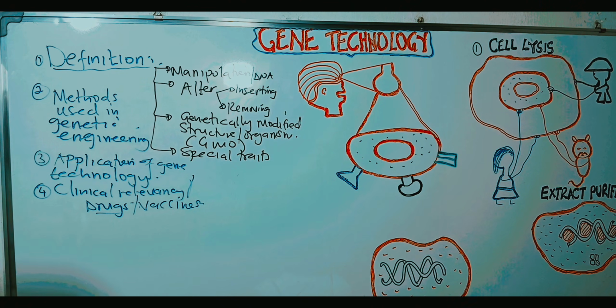Members, without wasting time, I want to begin by breaking it down one by one. I'm going to begin by looking at something very interesting here. What am I going to look at here? I'm going to begin with number 2, which is called the methods used in genetic engineering.